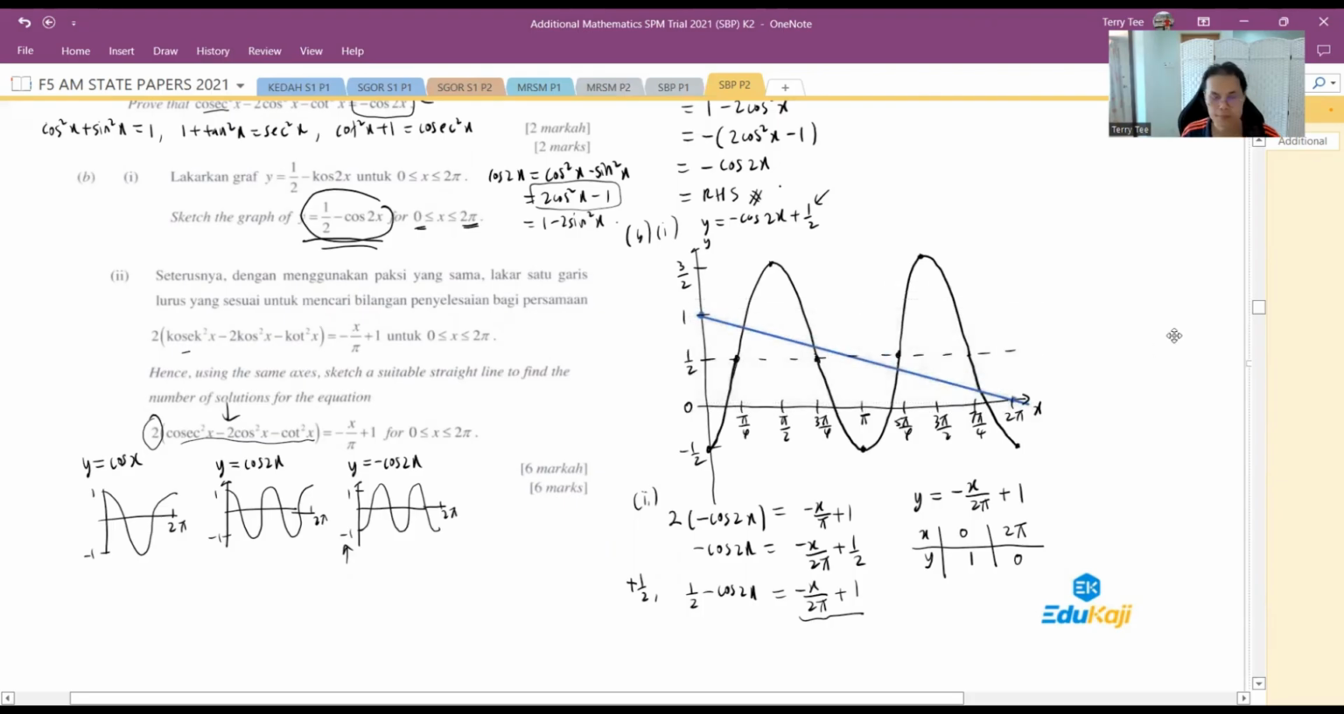Now remember, the number of solutions to this equation is the number of intersections between the first graph and the second graph. They are equal if they have the same y value and same x value, and your x value is your solution. So what we do is count the number of intersections. This is 1, 2, 3, and 4. So from the graph, you can see the number of intersections is 4. So your number of solutions is just 4.